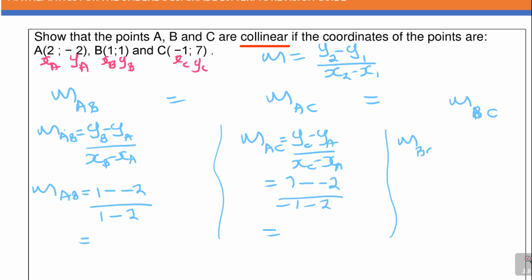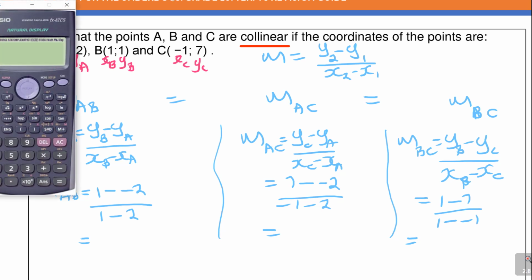M of BC is equal to YB minus YC over XB. I must maintain. Don't say XC now. Remember I told you that don't interchange. When you start with B, follow up with XB minus XC. So what do we have? YB is 1 minus YC, which is 7, over XB, which is 1 minus XC, guys. What is XC? Minus 1.